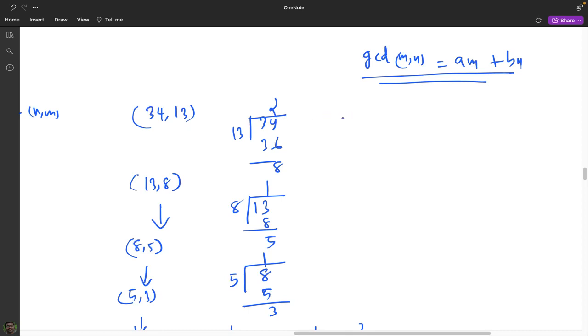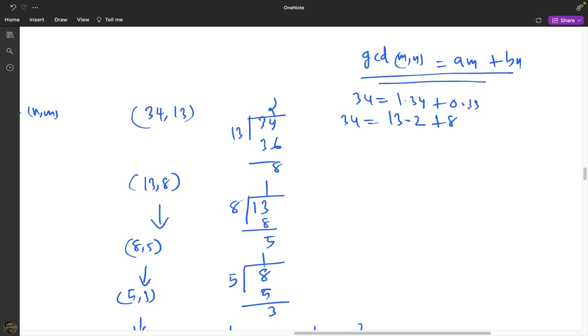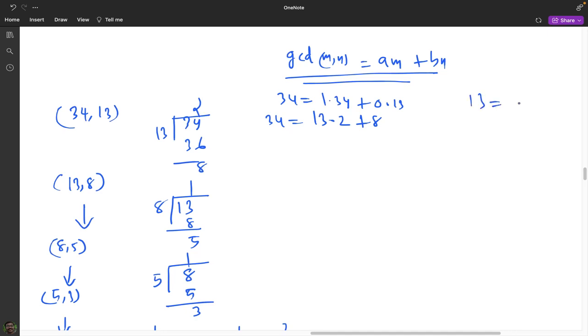So this is actually 34 equals 13 into 2 plus 8. So 34 can be written as 1 into 34. I am going to write every number in this sequence as a linear combination of 34 and 13. So this will be 1 into 34 plus 0 into 13. It's a trivial thing. And similarly 13 can be written as 0 into 34 plus 1 into 13. So these are basically three trivial representations.